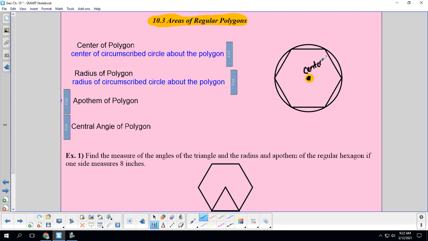And please do your best to draw this. And then where our center meets our circle, that's here, to the vertex of our polygon. So this is the radius. It's from the center to the vertex.